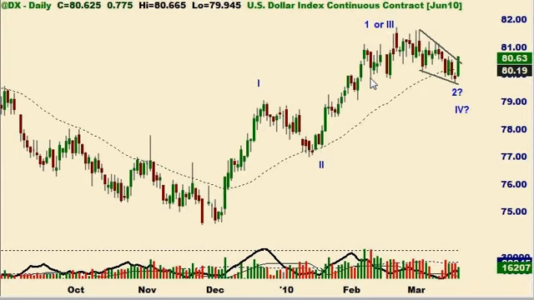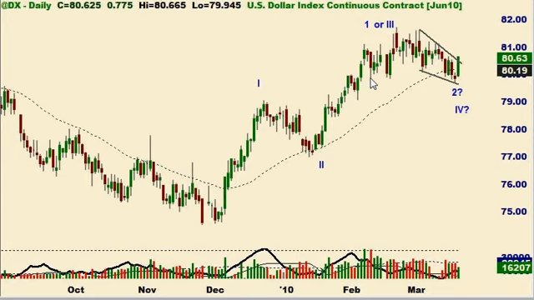At any rate, I don't necessarily favor that basis the stock market at least, but we have to look at this for what it is, and it's certainly possible to count this as a series of 1-2s to the upside. So let's keep an eye on the dollar here over the next several days and weeks.